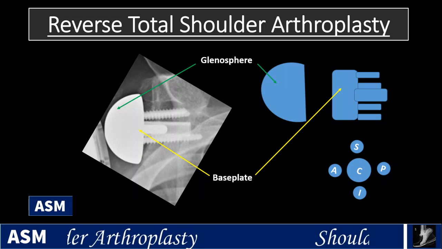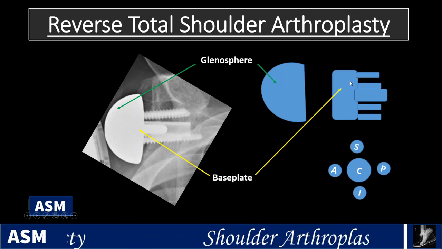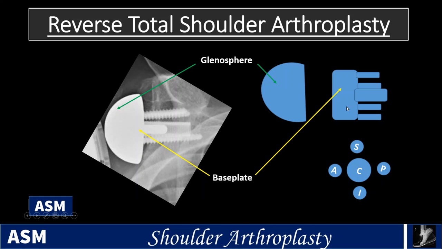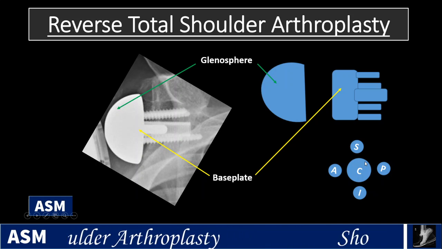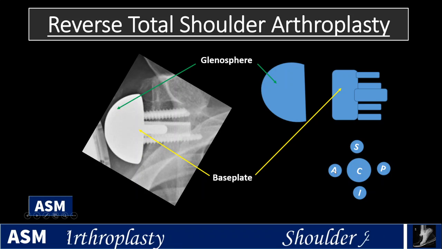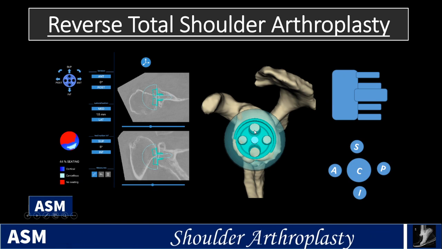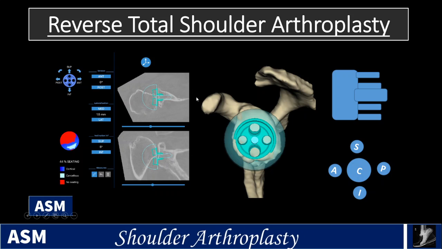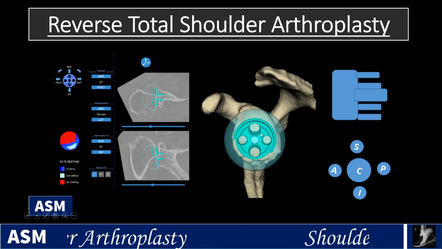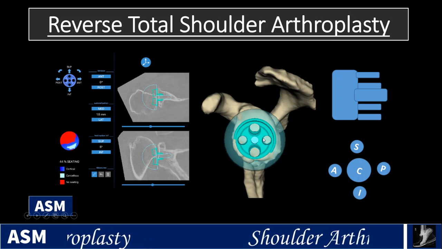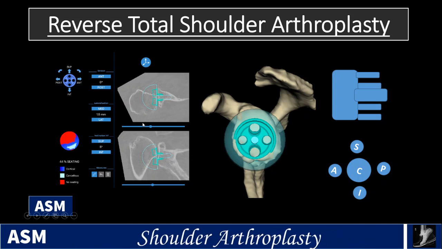So the first is the glenoid side. You're going to have a ball, which is the glenosphere, and then a base plate, sometimes called the metaglene base plate. And this will have a central screw in most of the models, or at least the models that we see, with anterior, posterior, superior, and inferior screws. On the templating software that our surgeons use, you'll see the same thing: the central screw, the anterior, posterior, superior, and inferior screws.